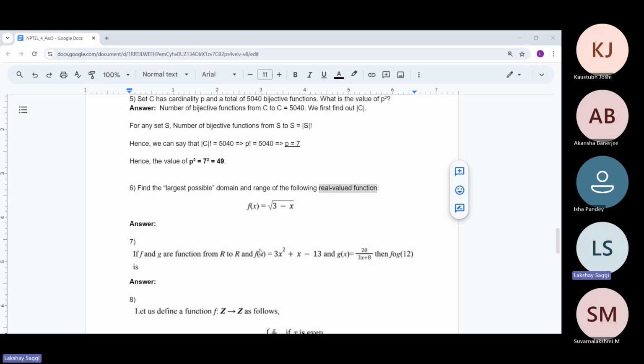Okay, so Kaustav, I think, is just copying and pasting Akansha's answer in the chat. But Akansha's answer is not correct here, Kaustav. So what I mean is, here maybe I can just explain it to you guys.